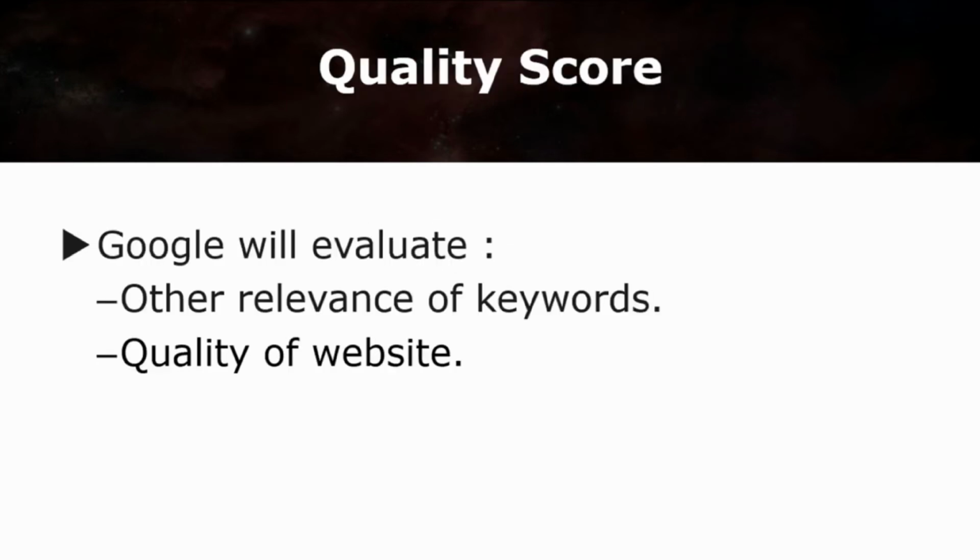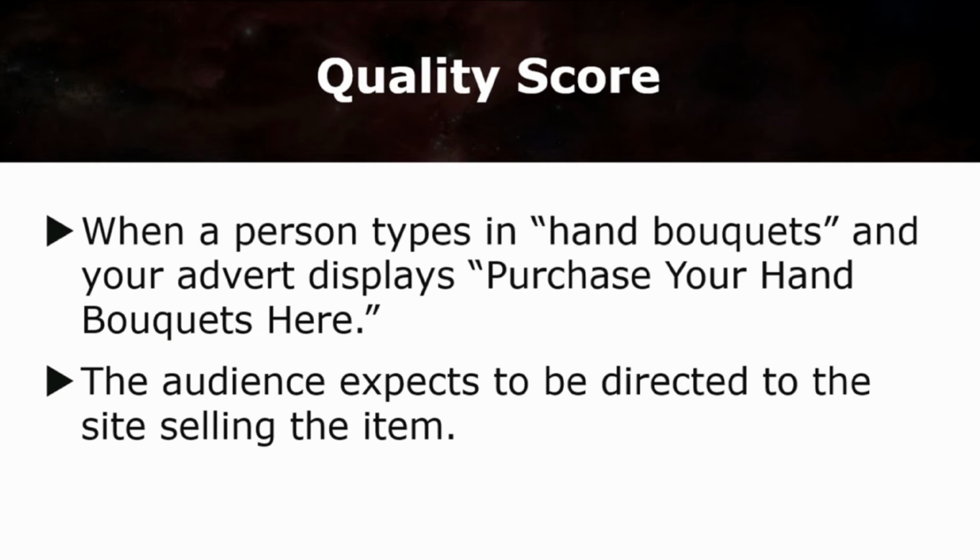Now, let's look at the quality score. Before your keywords can reach the results page, Google will evaluate the relevance and the usefulness of your selected keywords for ads. This is to ensure that your keywords are relevant to the users. Google also looks into the quality of your website. For example, if the user types in hand bouquets and your advert is "Purchase your hand bouquet here," once they click on your ad, they would expect to be directly led to a website selling hand bouquets and not a generic homepage, which is not good enough, and it's not what the user wants.